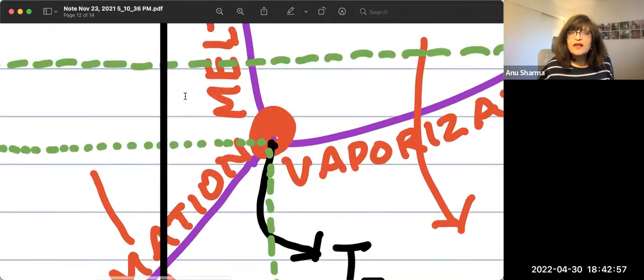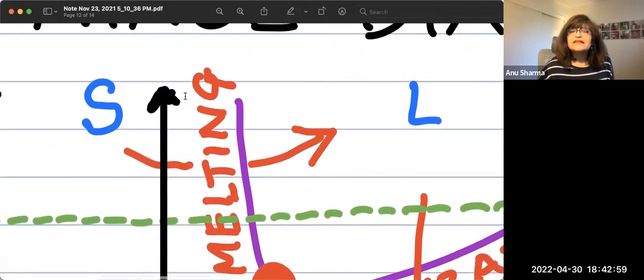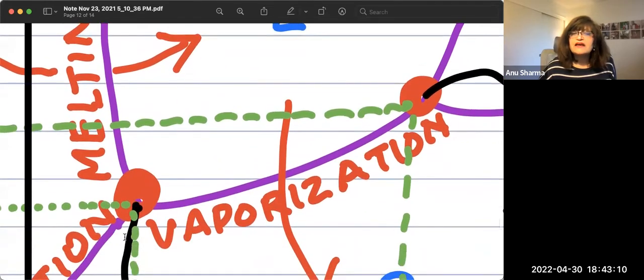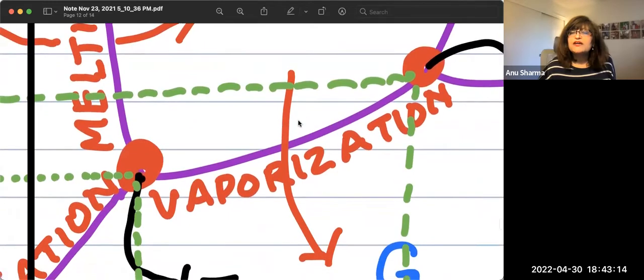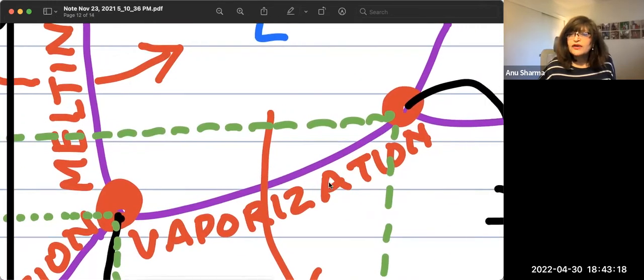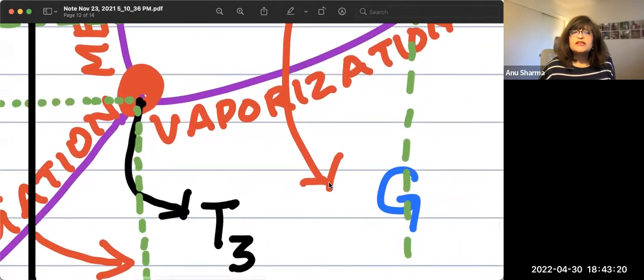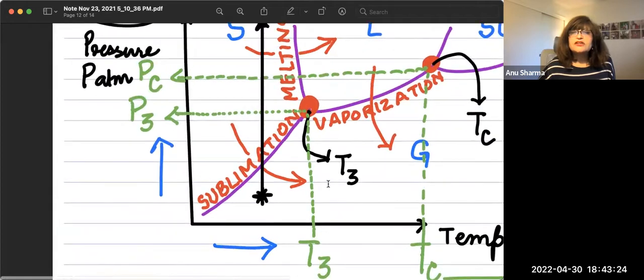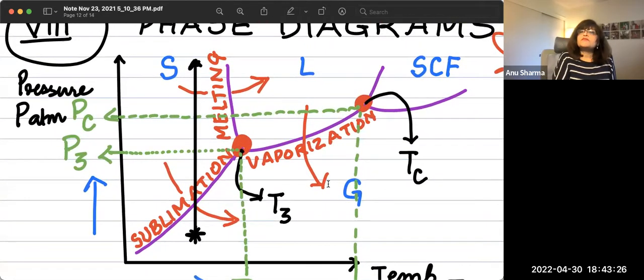Next, what is this? This is melting. Melting is when the solid is heated and it converts to a liquid. So this line is the melting line. Next is this purple line, in which the liquid phase is being converted to a gaseous state, and that is represented as vaporization. So: sublimation, melting, and vaporization on the purple line.